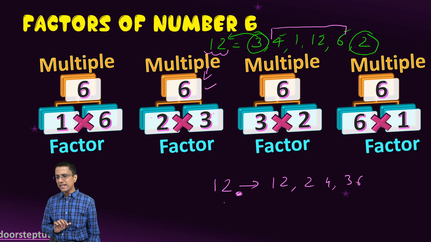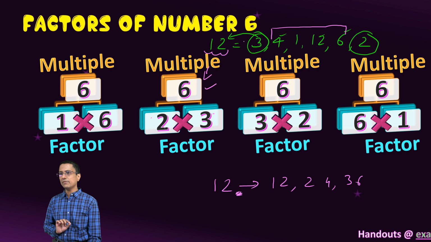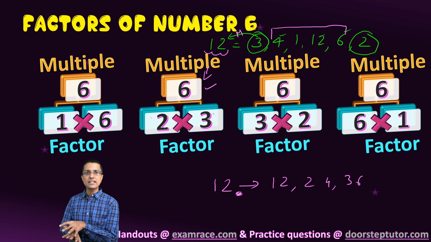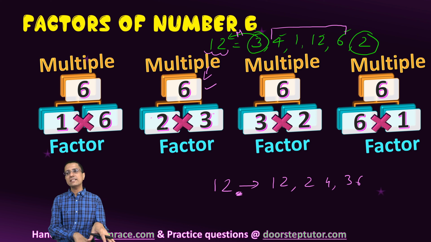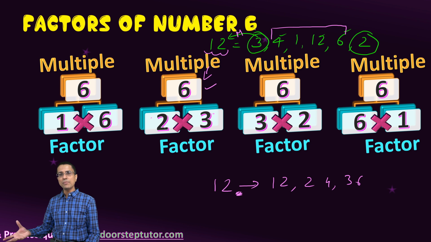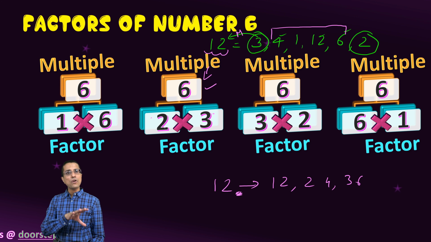On the other hand, when we wrote the factors of 12, 12 is a multiple of each of its factors, right? So that is the relation. On one side we have factors, on the other side we have multiples. The multiple, like the number 12, is a multiple of all its factors.